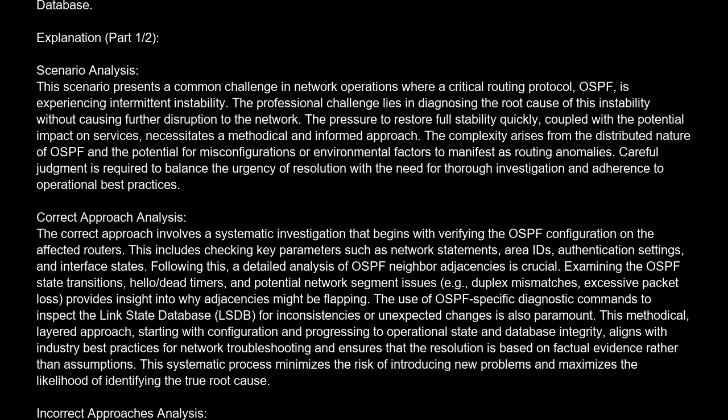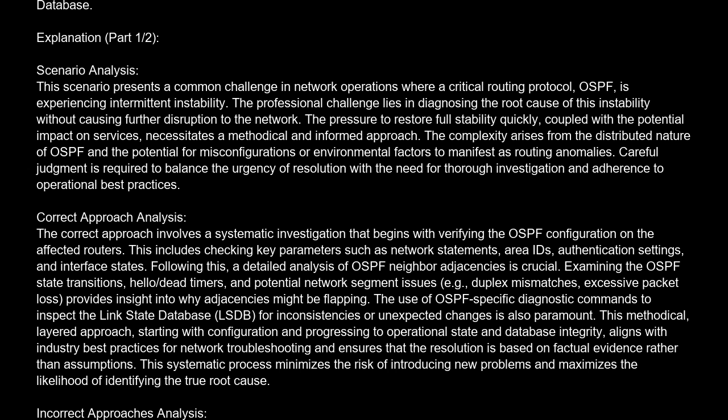Correct approach analysis. The correct approach involves a systematic investigation that begins with verifying the OSPF configuration on the affected routers. This includes checking key parameters such as network statements, area ID, authentication settings, and interface states. Following this, a detailed analysis of OSPF neighbor adjacencies is crucial. Examining the OSPF state transitions, hello/dead timers, and potential network segment issues, e.g., duplex mismatches, excessive packet loss, provides insight into why adjacencies might be flapping.